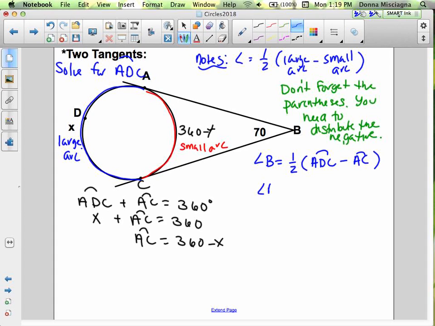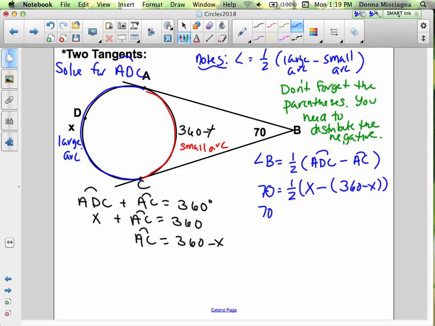Right, so now I'm going to plug in values. For angle B, we can plug in the 70, that's the measure of angle B. For arc ADC, we're going to plug in the X. And then for arc AC, very important, we need parentheses here because we're going to distribute that negative because we're subtracting all of AC, and AC is represented by two terms. So we have to make sure we distribute that negative.